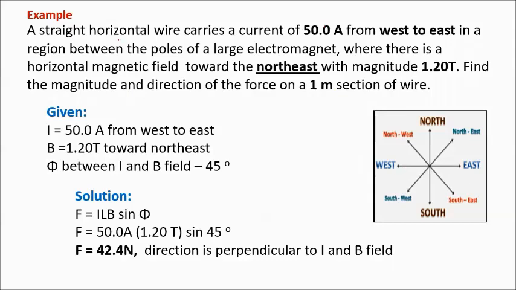So, the straight horizontal wire is situated from west. Draw it here. Conductor. And the direction of current is from west to east. It's our I, equal to 50 A. It is written here. Next is that our magnetic field is to the northeast. What does northeast mean?